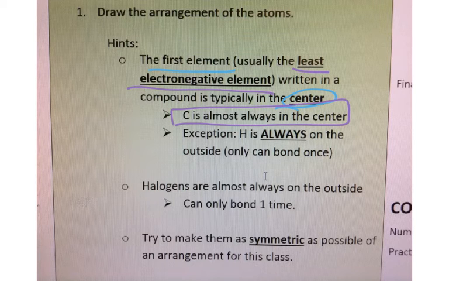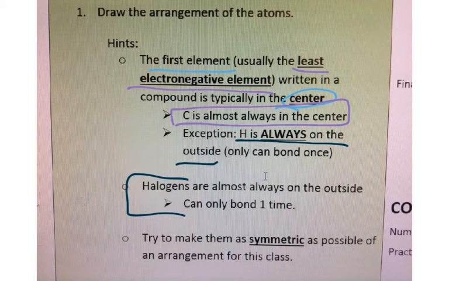The only exception is that hydrogen sometimes is written first, but it is always on the outside. The reason why is because it can only bond once, because it has one valence electron, so it will only be able to bond at that particular place. Halogens, which are, if you remember, the chlorine-fluorine column, or the one with 7 valence electrons, can also only bond once, and so they are almost always on the outside. There are very, very few exceptions where they are not on the outside, and in this class, you are to assume that they will always be on the outside, so they will never be in the center, even if they are written first, which they shouldn't be.